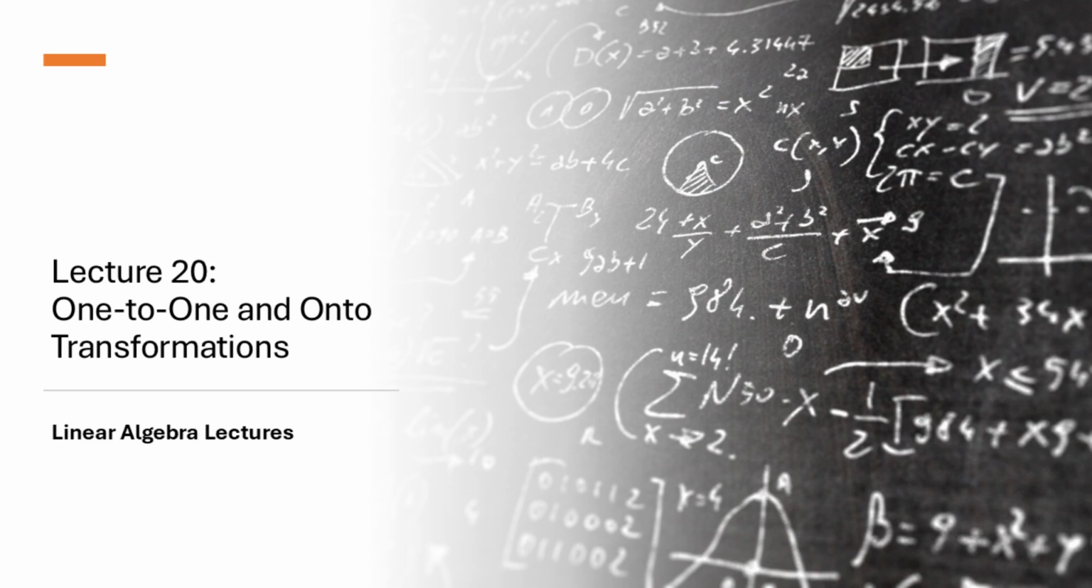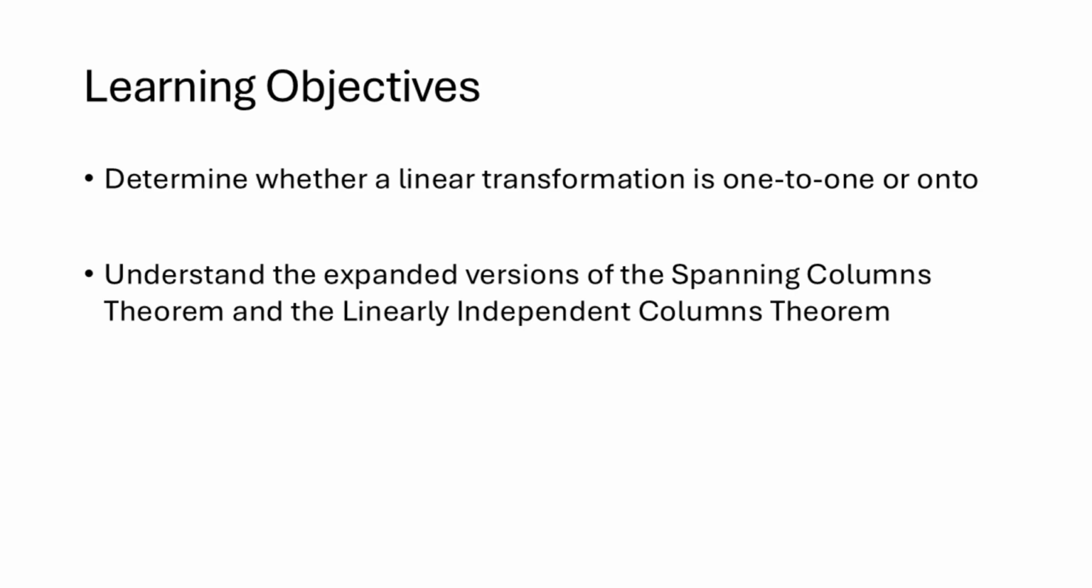Lecture 20, One-to-One and Onto Transformations. Our objectives for this lecture are to determine whether a linear transformation is one-to-one or onto, and understand the expanded versions of the spanning columns theorem and linearly independent columns theorem.